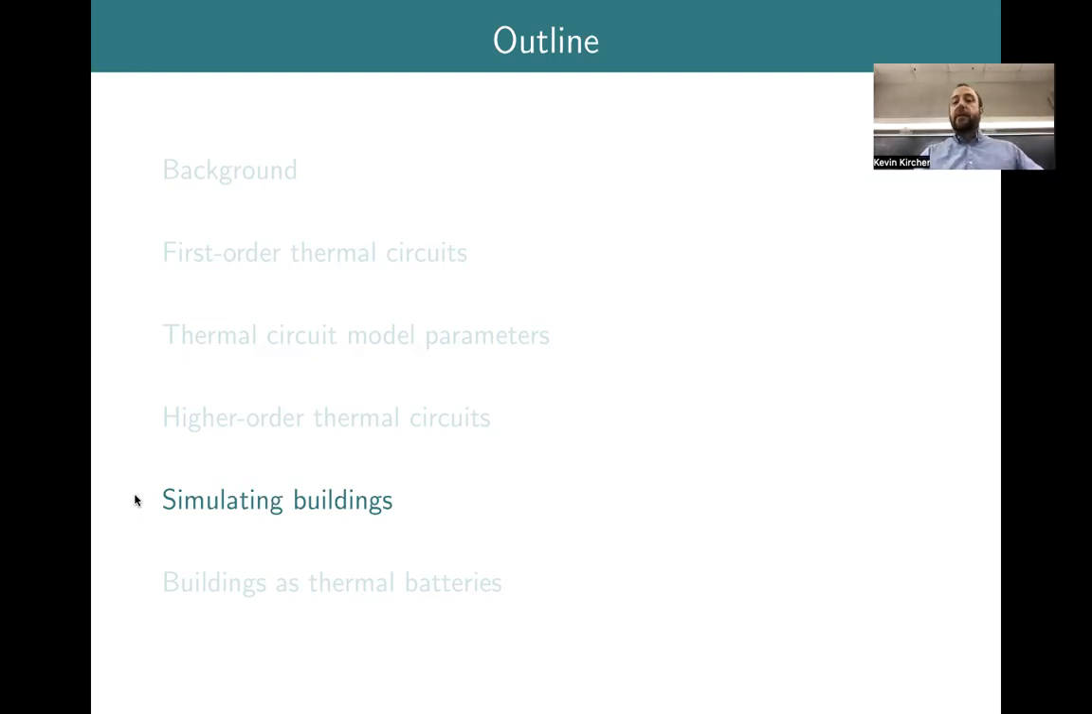Okay, so if I understand correctly, if we have one of these multi-zone models, how could we calculate the heat transfer between two zones? Is that right? Yeah, between air to air.